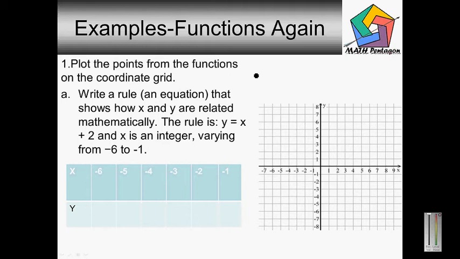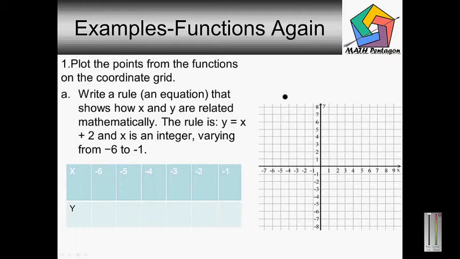Let's do a few examples on functions again. The directions are telling us to plot the points from the functions on the coordinate grid, and write a rule or equation that shows how x and y are related mathematically. The rule is y equals x plus 2, and x is an integer varying from negative 6 to negative 1.